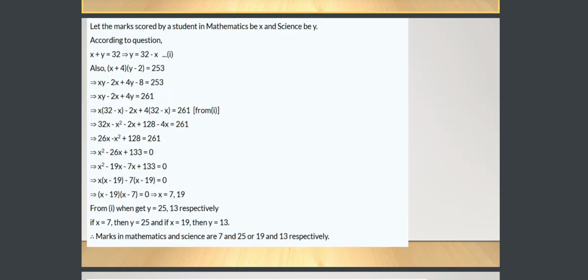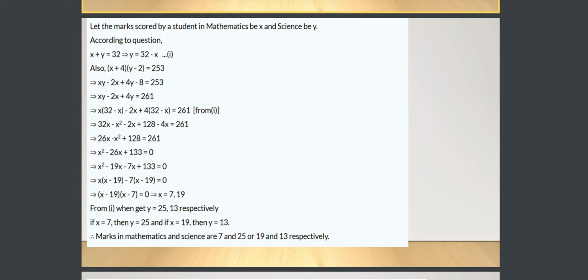So you will get quadratic equation in one variable. Final quadratic equation will be x square minus 26x plus 133. So by factorization method, you can solve this quadratic equation and you will get the value of x equals to 7 and 19. And we have supposed marks in mathematics be x, so x equals to 7 and 19.